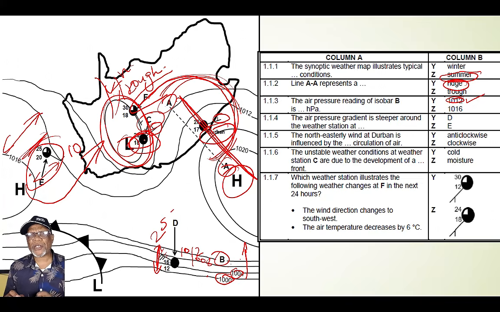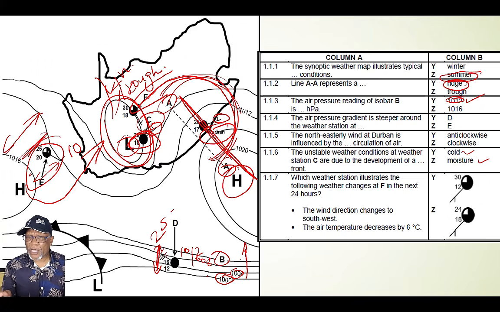If the weather conditions are stable, the air is going to settle on the ground. But if the weather conditions are unstable, the air is going to rise. And rising air will cool, and after cooling, it's going to condense and form clouds, and after clouds, precipitation. Now, the question is, the unstable weather conditions at weather station C are due to the development of a what front? Is it a cold front or a moisture front? So it is due to a moisture front.